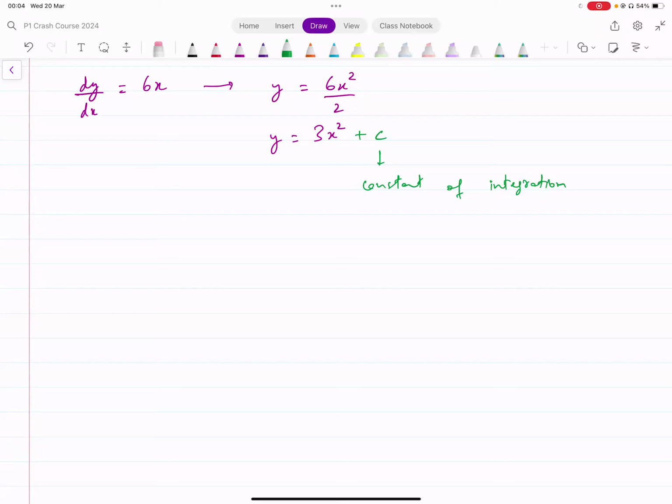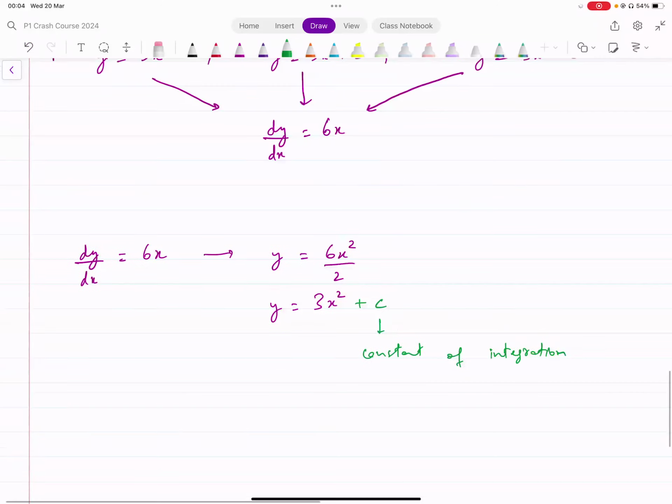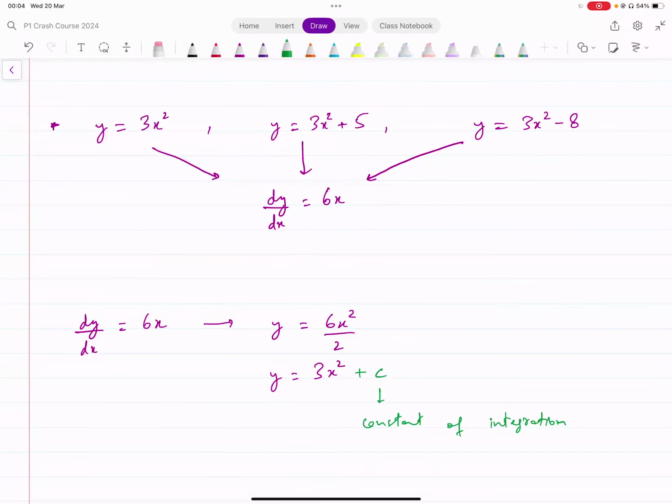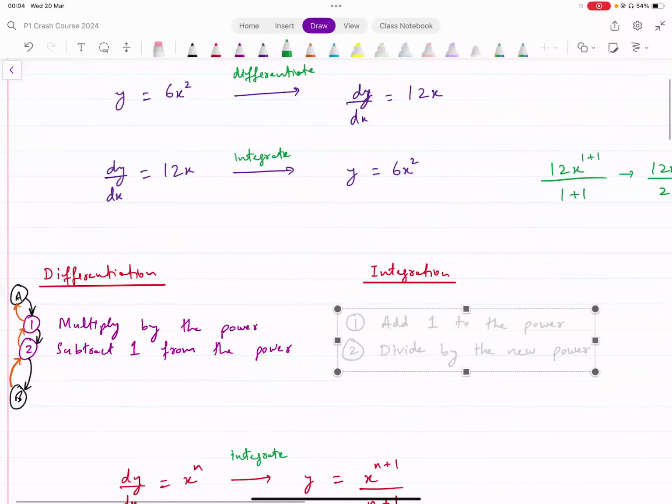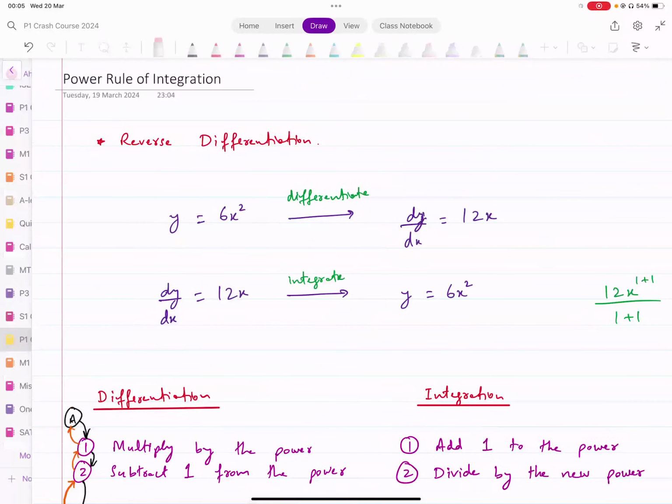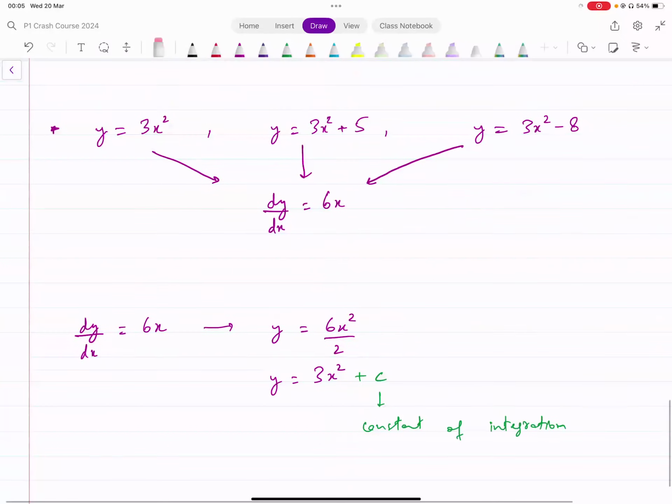So every single time you integrate something, you have a plus c there. Again, why? Because there is a possibility that there was a constant that has disappeared, so you keep that possibility there. So in this case, for instance, the value of c in the first case is 0 because there's no constant. In the second case, the value of c would be 5. In the third case, the value of c would be -8.